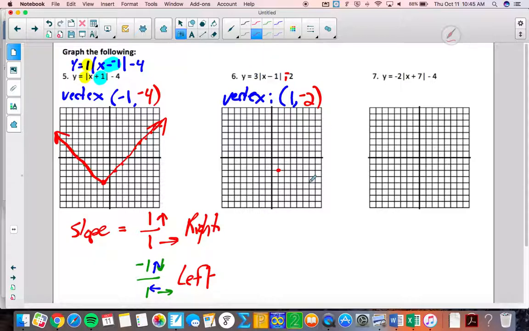Now the slope of the right arm is 3, which is the same as 3 over 1. So I'm going to go up 3 and right 1, but that's just for the right arm. Up 3, right 1, up 3, right 1. Zing a line.